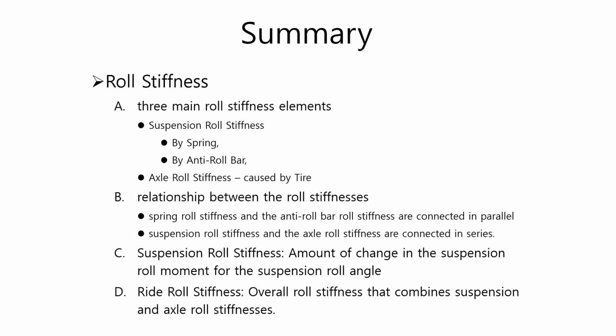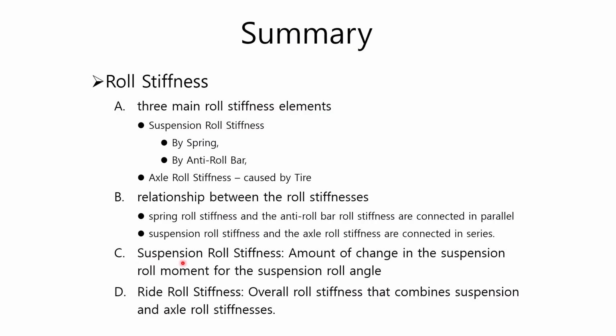Roll stiffness is explained. There are three main roll stiffness elements of a sprung object. Suspension roll stiffness includes roll stiffness by spring and roll stiffness by anti-roll bar, and an axle roll stiffness generated by the tire. Looking at the relationship between the roll stiffnesses, the spring roll stiffness and the anti-roll bar roll stiffness are connected in parallel, and the suspension roll stiffness and the axle roll stiffness are connected in series.